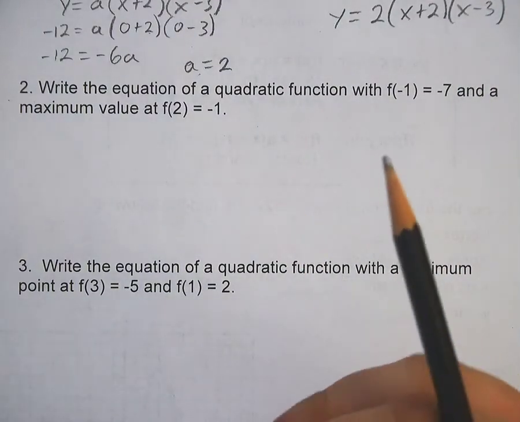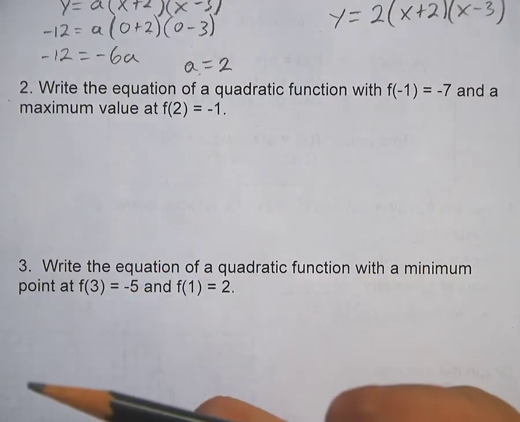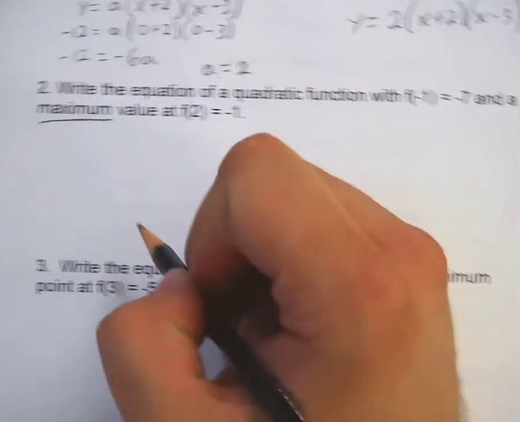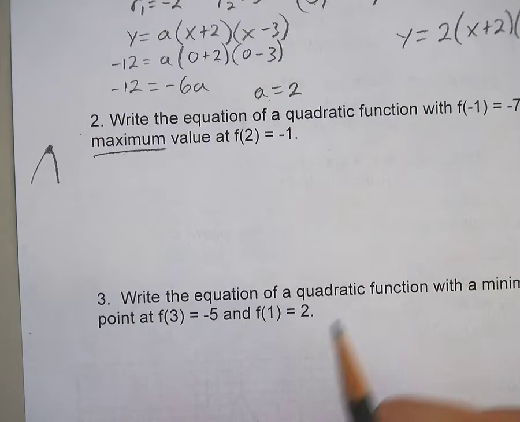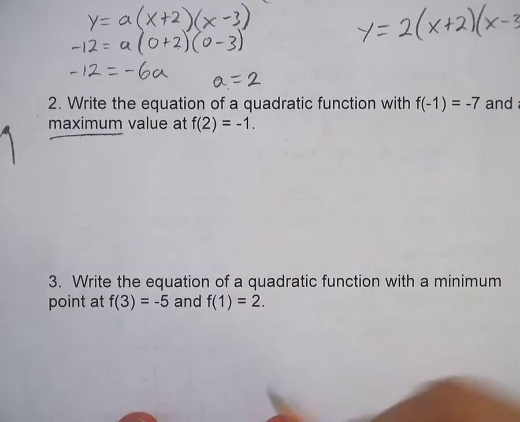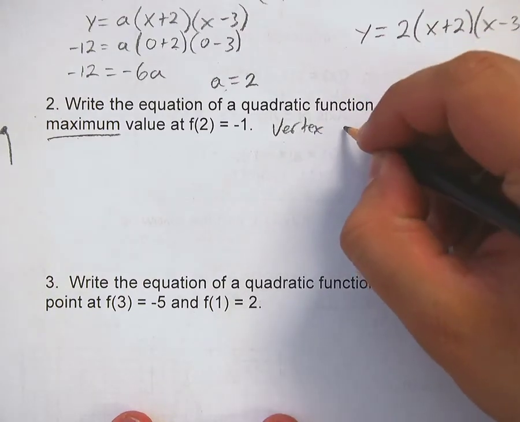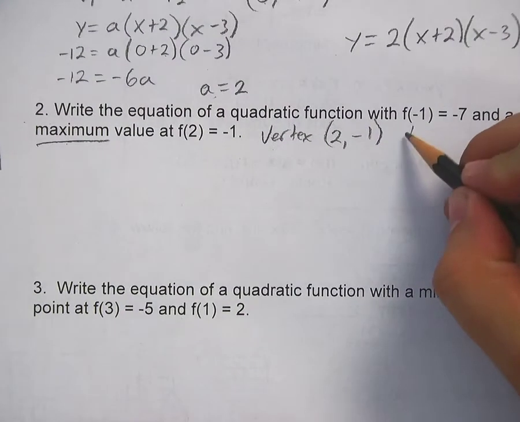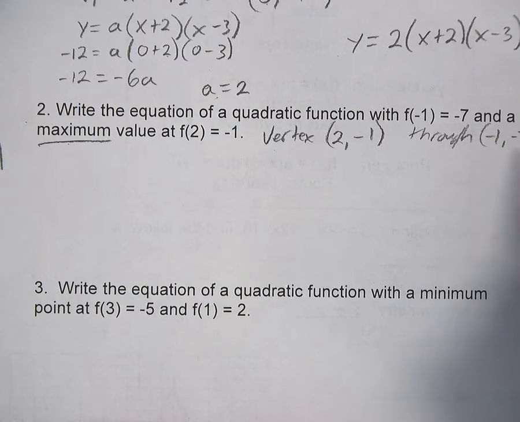Alright, so number 2. Write the equation of a quadratic with f of 1, negative 1 being negative 7, and a maximum value at f of 2, negative 1. Maximum. Well, what is the maximum of a parabola? That's its vertex, isn't it? So it tells me I have a vertex at 2, negative 1. And it goes through a point, negative 1, negative 7.